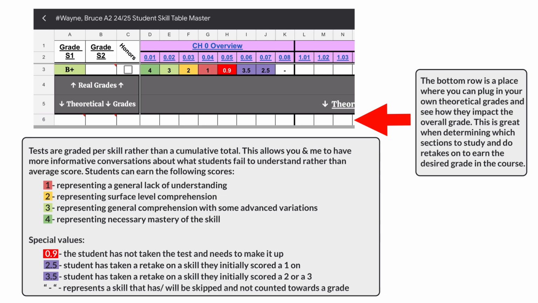So tests are graded per skill rather than a cumulative total. This allows for you and me to have a more informative conversation about what students fail to understand rather than average scores. Traditionally, in most Algebra 2 classes, as well as most classes, when a student gets a test score back, they say, I got a 72%, I got an 85%.